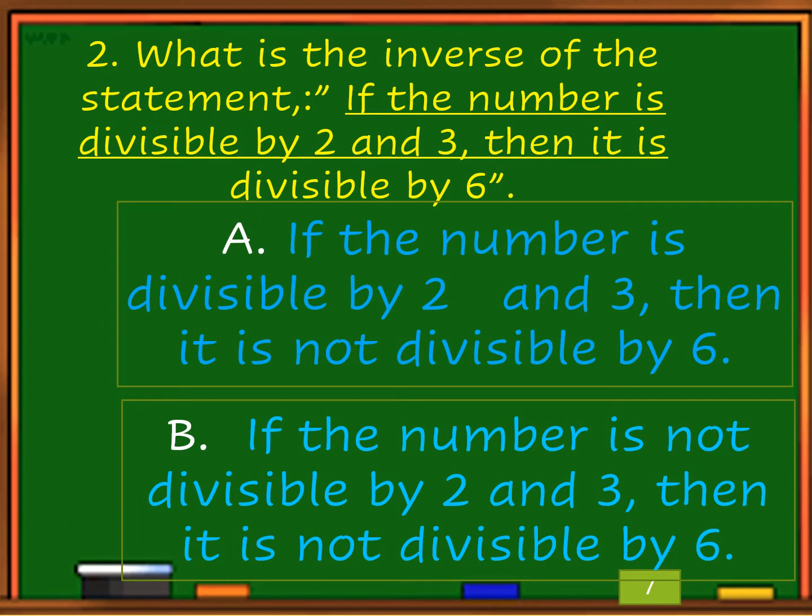Let's have number 2. What is the inverse of the statement, if the number is divisible by 2 and 3, then it is divisible by 6? Letter A. If the number is divisible by 2 and 3, then it is not divisible by 6. Letter B. If the number is not divisible by 2 and 3, then it is not divisible by 6. Your 5 seconds starts now.